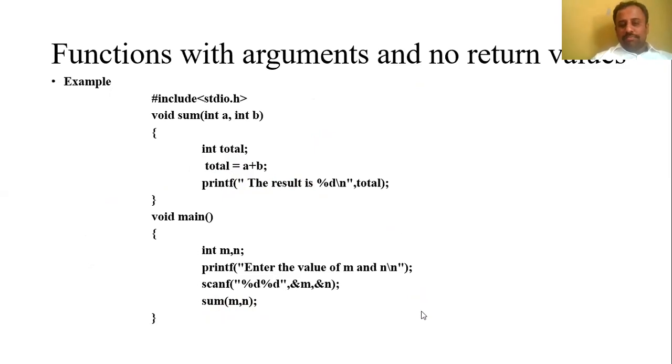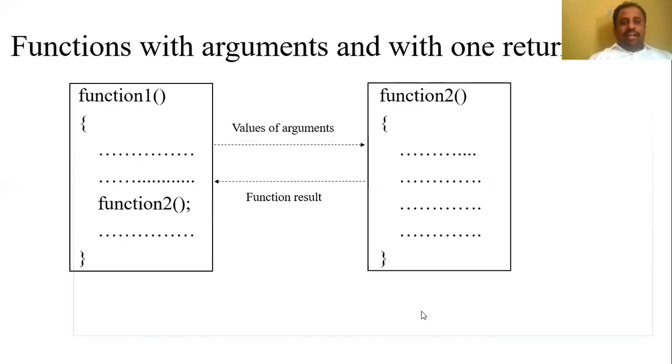So next, the third category: the function with arguments and with return value. Nothing but a function that has a set of arguments and also has some return value. Think of an example where main is calling the add function.